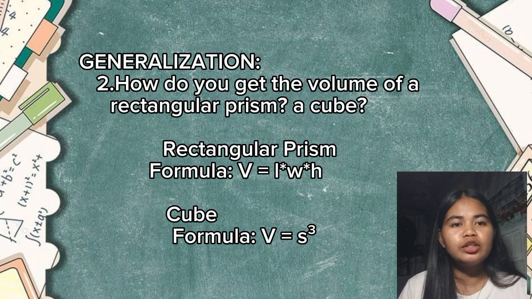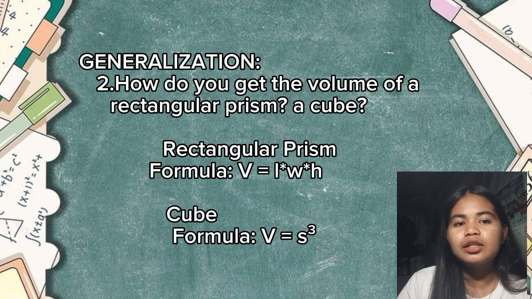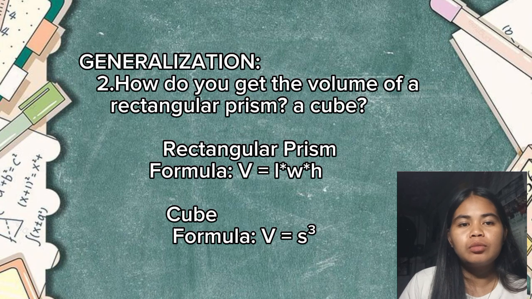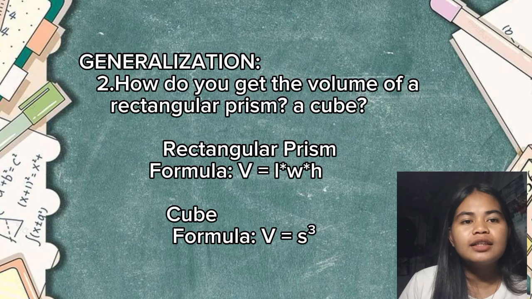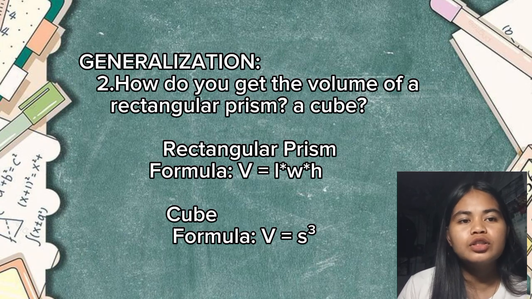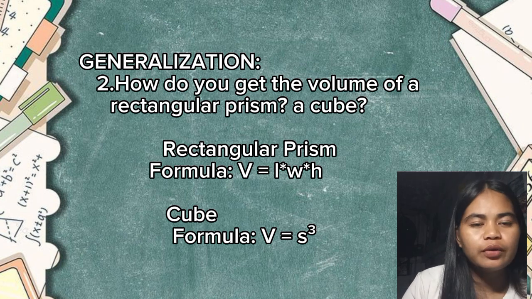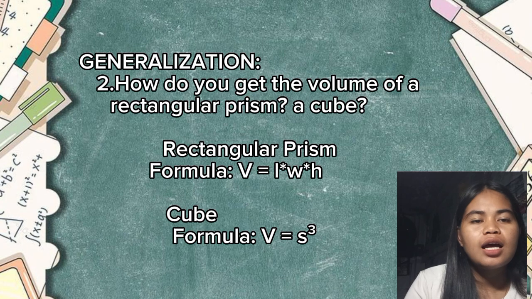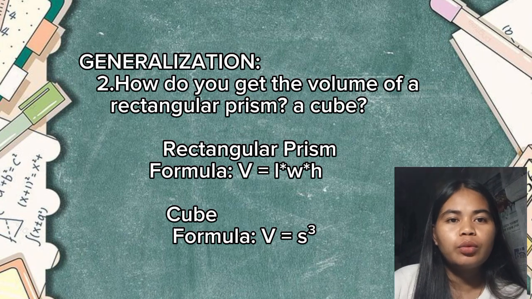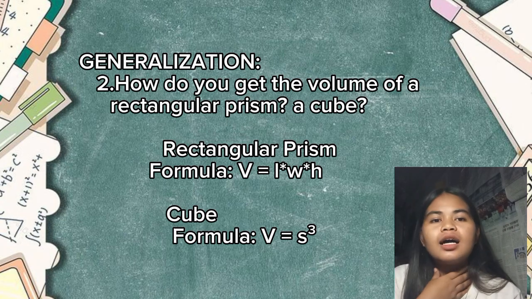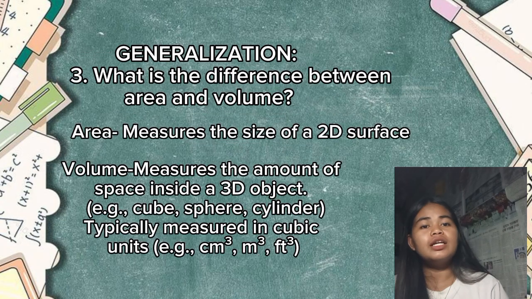Okay, for the second question, how do you get the volume of rectangular prism or a cube? So, using this formula guys. Muna siya ang rectangular prism. Formula niya kay V equals length times width times height, where V is volume, L is length, W is width, and H for height. Okay. So, next is, ang cube guys is volume V equals S cube, where V is volume, S is a side length.